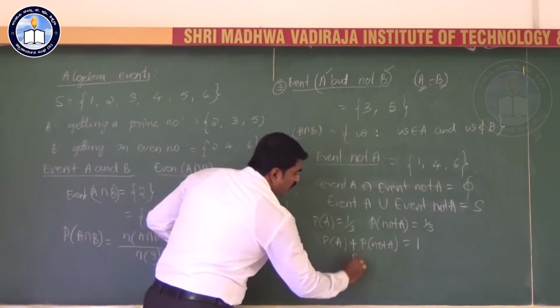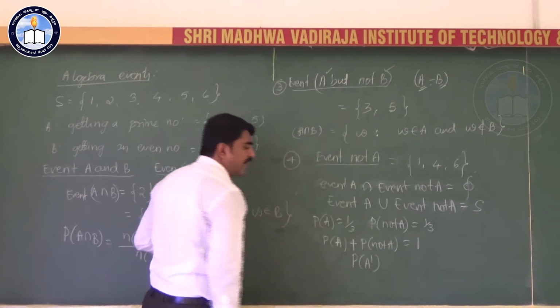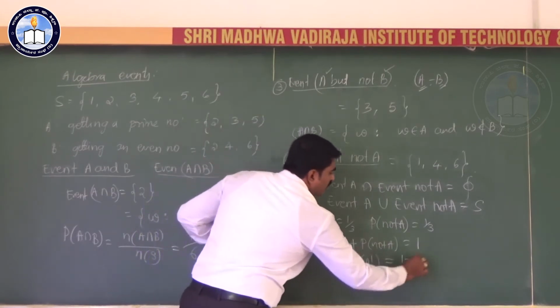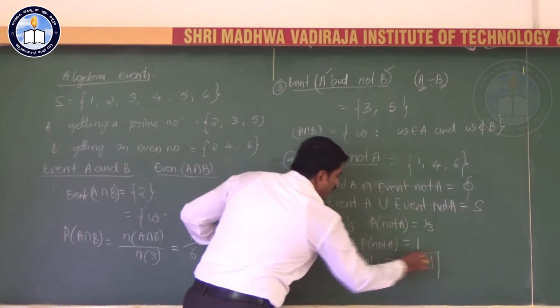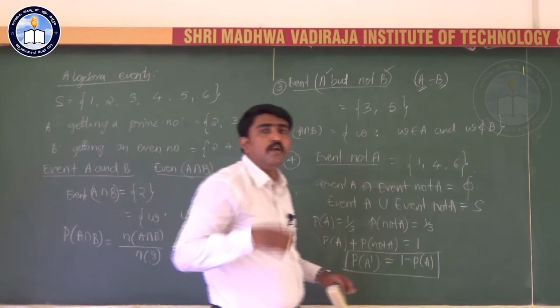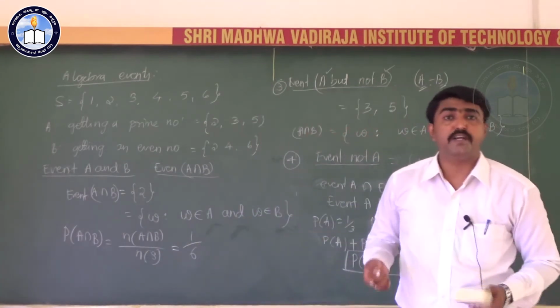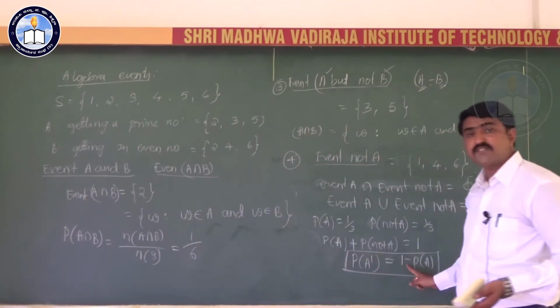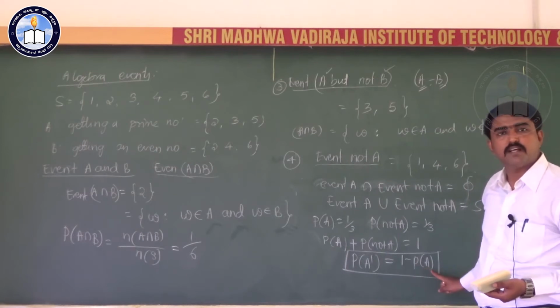Therefore, if you want to find the probability of not A, it is always equal to 1 minus P of A, that you should remember. If you know the probability of one event, we can easily find the probability of event not A, that is the probability of the sample space minus the probability of that event.